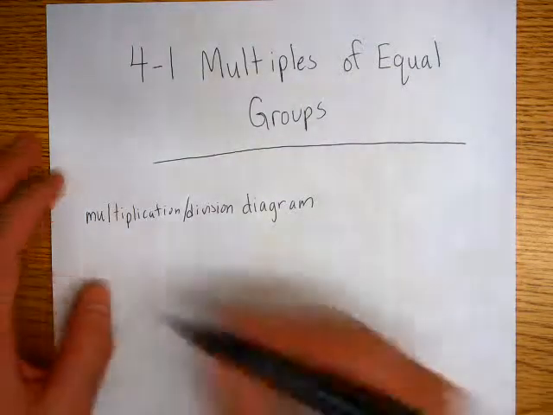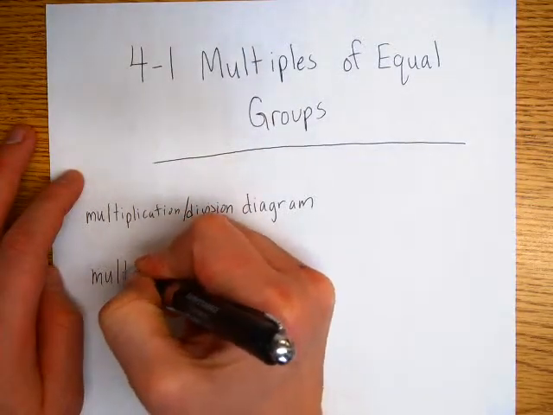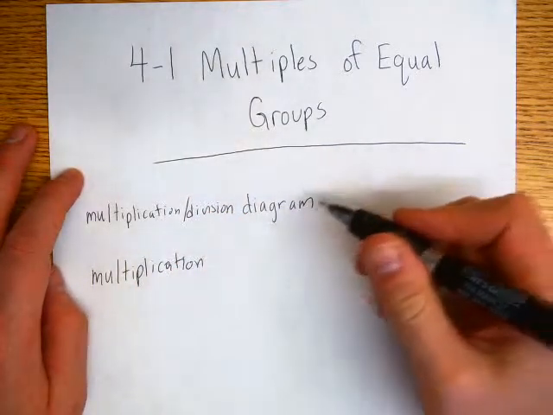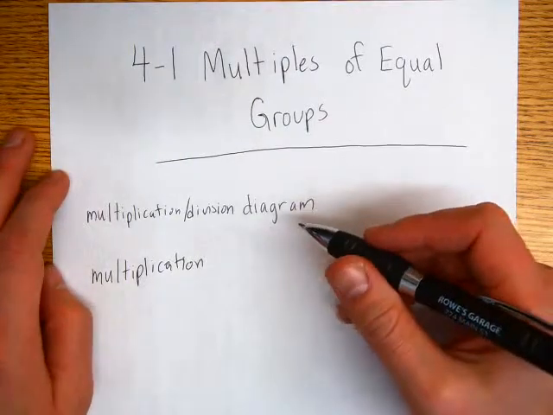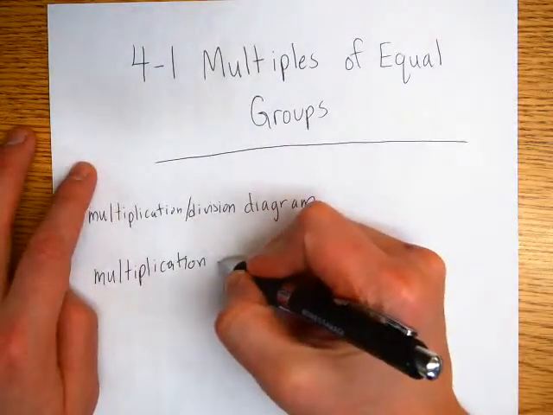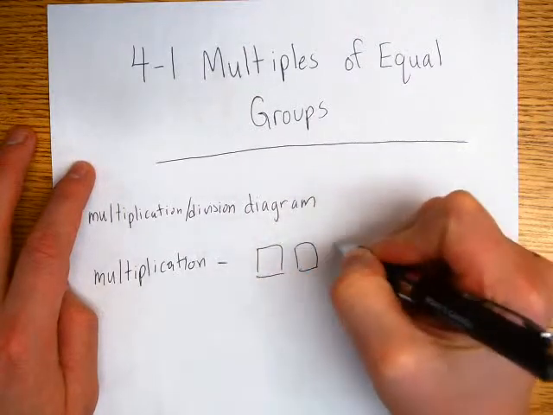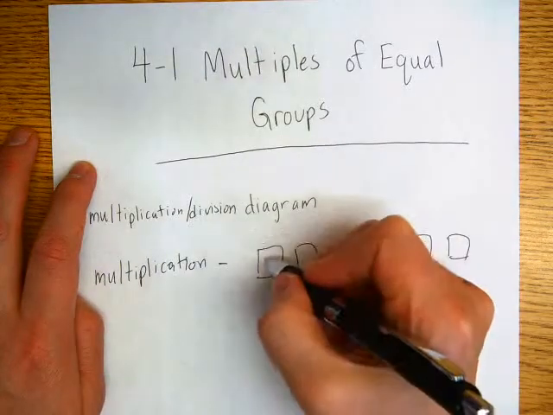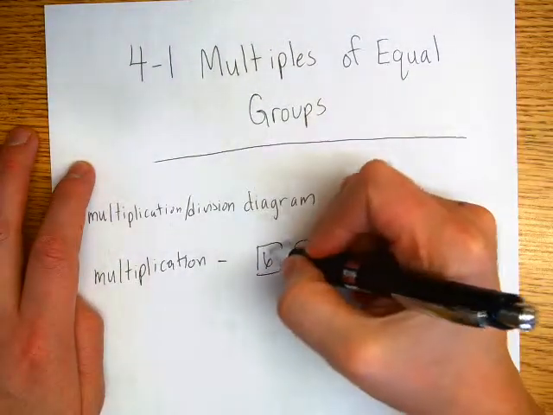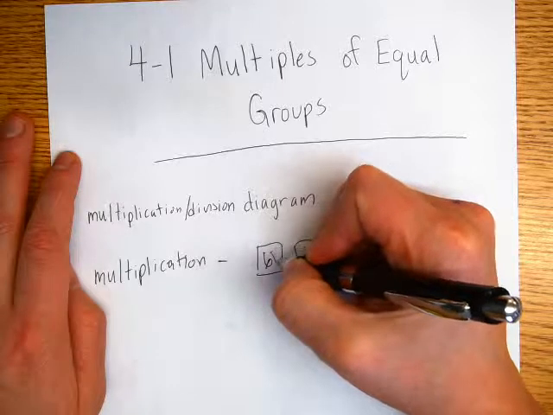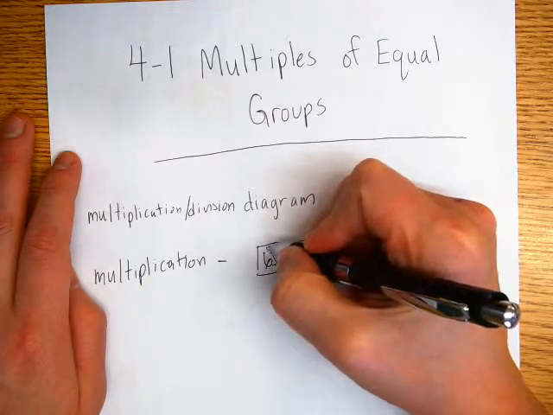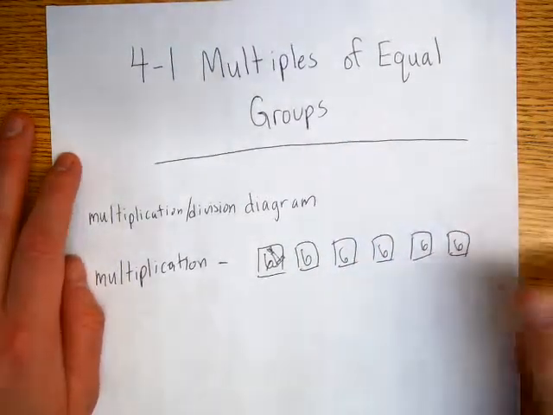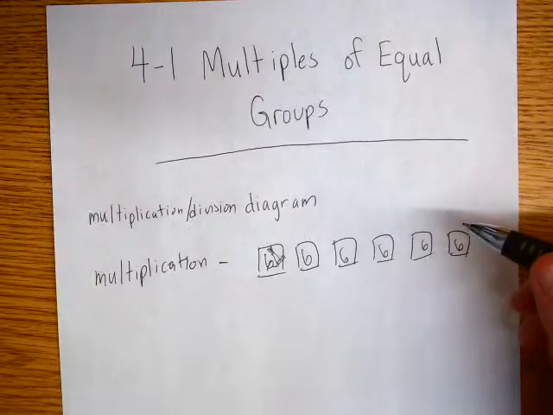The next vocabulary word is just multiplication. Multiplication is basically a faster way to put a lot of numbers together than adding. So if I have these boxes, and each box has 6 candles inside it, so we'll just draw a candlestick here. Each box has 6 candles: 6, 6, 6, 6, and 6. And the question might be, how many candles are there in all?